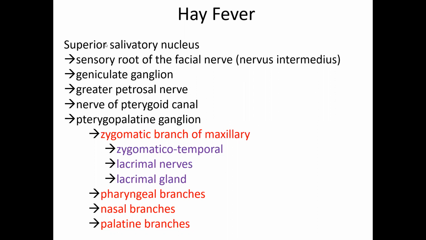So, when there is irritation of this pathway, you will get lacrimal secretion from the eye, you will get a nasopharyngeal drip, running nose, and excess palatine mucosal secretion. Typically, this happens in the allergic condition, which is called hay fever. That's why the pterygopalatine ganglion is called the ganglion of hay fever.